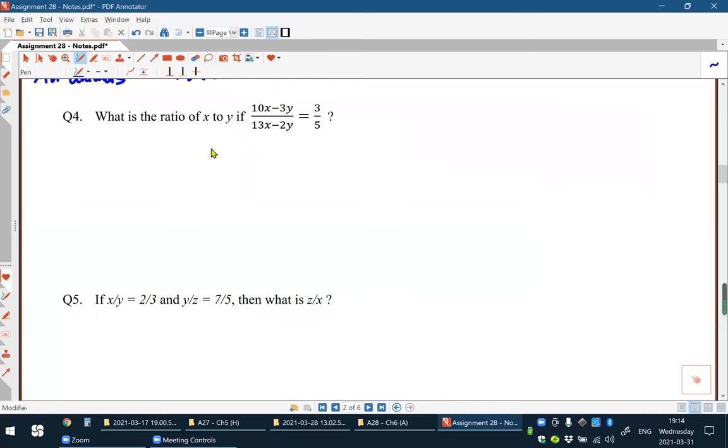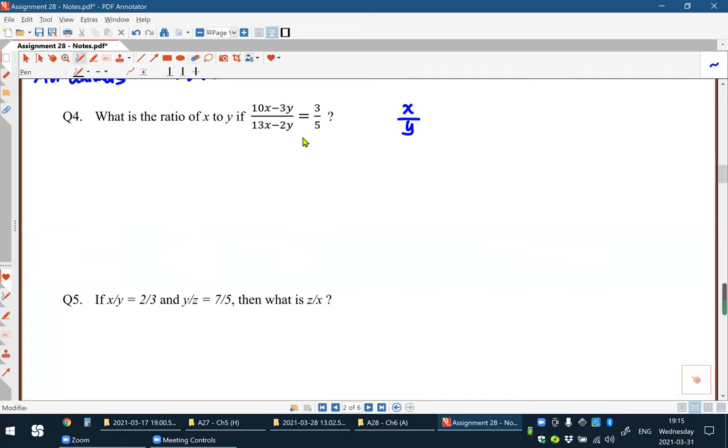What is the ratio of X to Y if given the following relationship between X and Y? So here we want to find X over Y, right? We want to find this value. So this is the ratio of X to Y. So how do we get this? The only information here is that (10X minus 3Y) over (13X minus 2Y) is 3 over 5. So we should derive the ratio of X to Y from this given information, right?